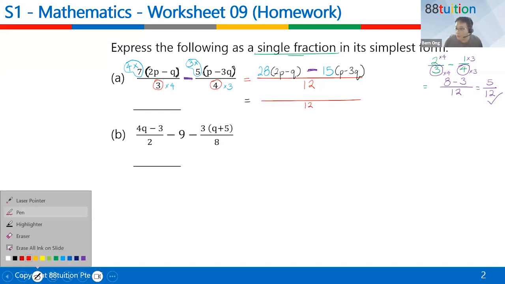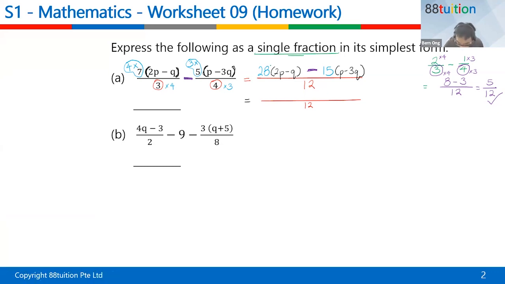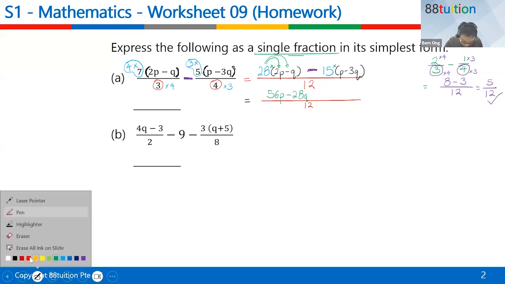So Abhishek and Yuki, I don't know if your teacher taught you something called expansion already. So expansion means this. Bracket means 2 times. 28 must times 2 first. 28 times 2 will give you 56. The P will follow. Next, 28 must times minus Q. 28 times minus Q is minus 28Q. Okay? Okay, next one.